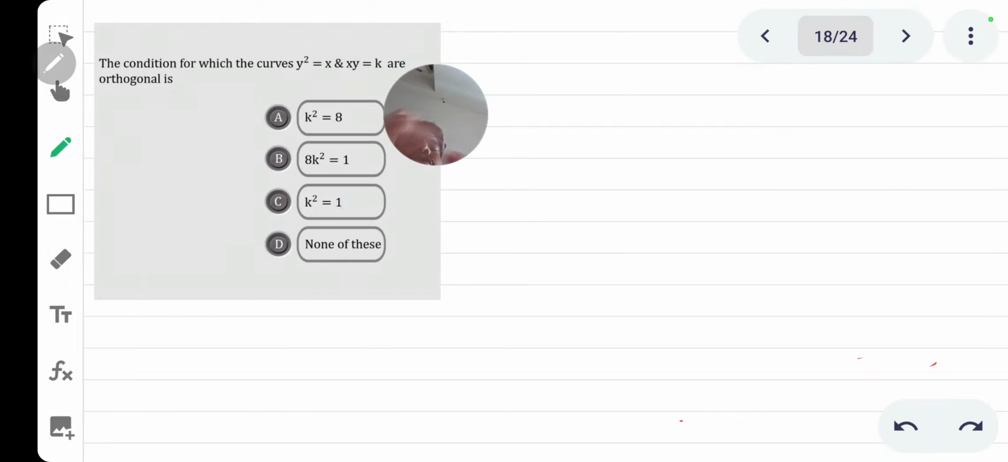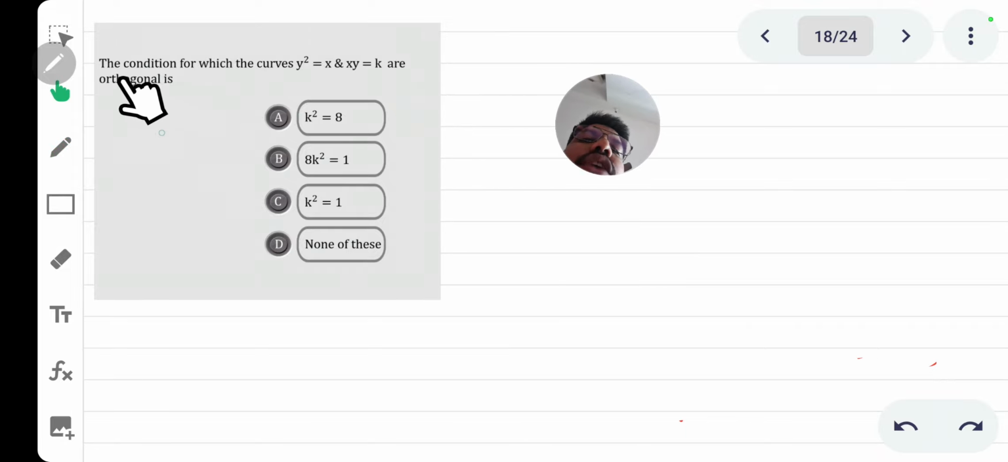Hello everyone. Today we are going to solve a very interesting question based on the concept of orthogonality of curves from the chapter of application of derivatives. First of all, let us read the question. The condition for which the given curves are orthogonal. The curves are y square equal to x and xy equal to k.